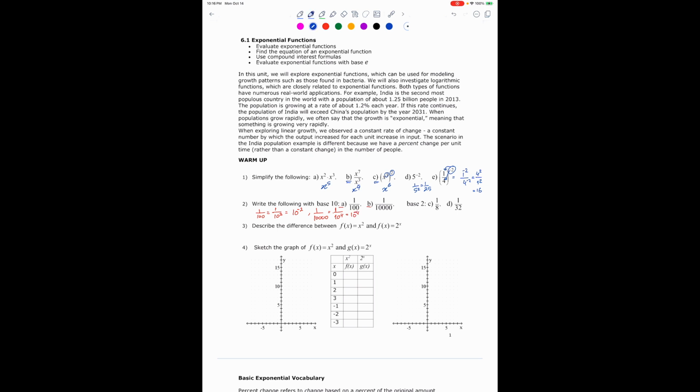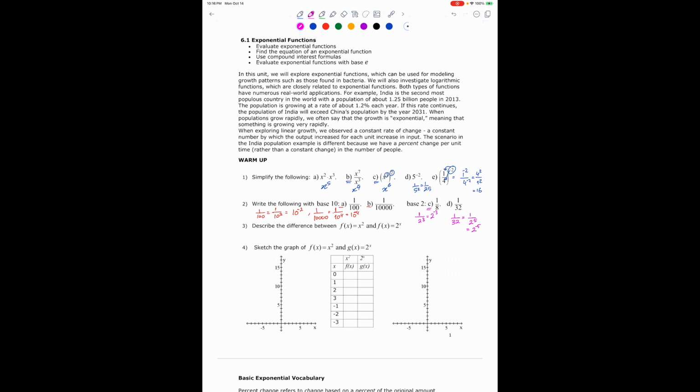Base 2. So if you have 1 over 8, 1 over 8 can be written with base 2. That is 1 over 2 to the 3rd power. Again, we're going to bring it up, so it's going to be 2 to the negative 3. 1 over 32 is basically 1 over 2 to the 5th power, which is going to turn into 2 to the negative 5 power.